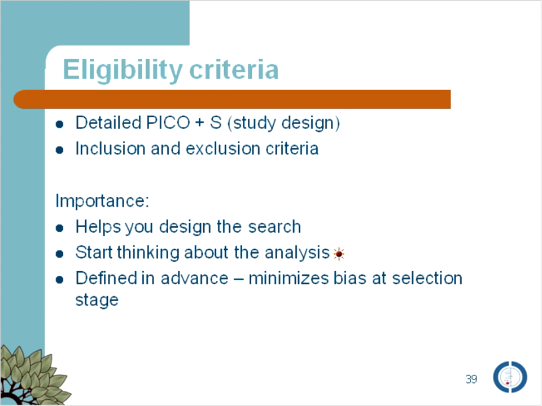So it gets you thinking about the analysis, and then we'll minimize bias at the selection stage. You define in advance what it is you're interested in, which safeguards against looking at all of the available papers or trials or studies, and making your decision from there. So we don't want to do that. We want to have it all defined in advance.